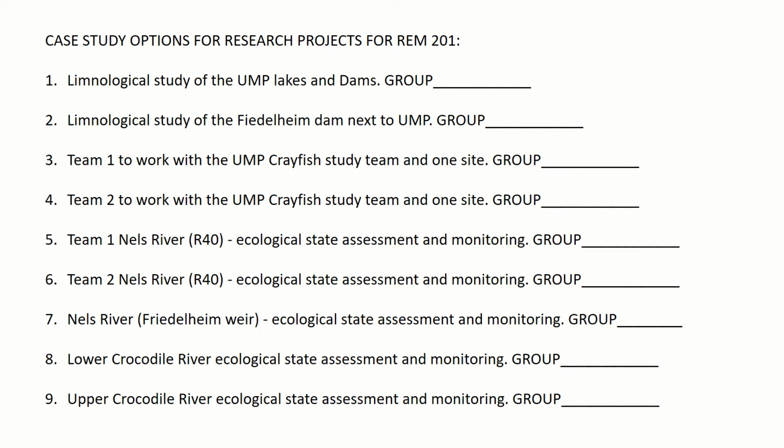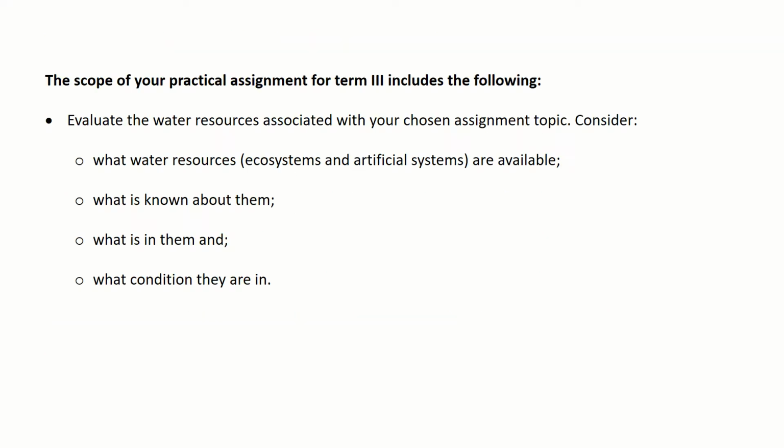Okay, guys, I've changed this from last week because it's too chaotic if you have to do everything yourself. Okay, in terms of choosing your site based on the eco status assessment. Okay, so those are the 9 options. Okay, what have you got to do?